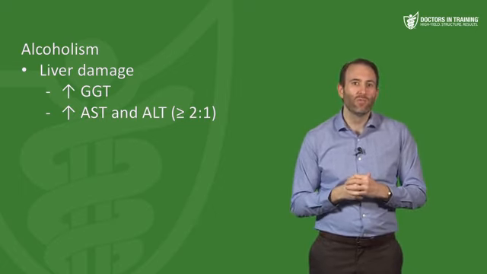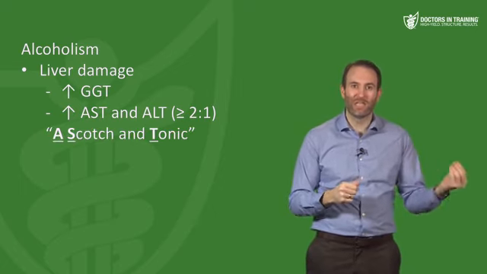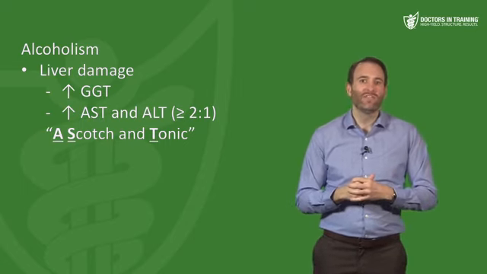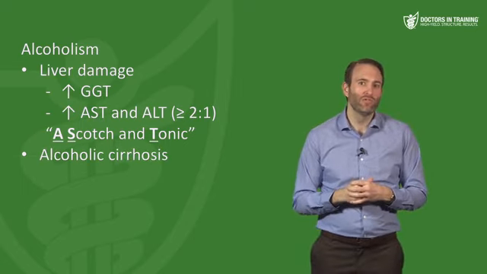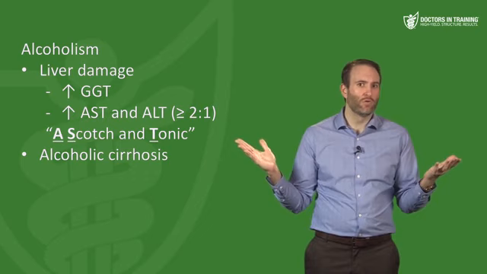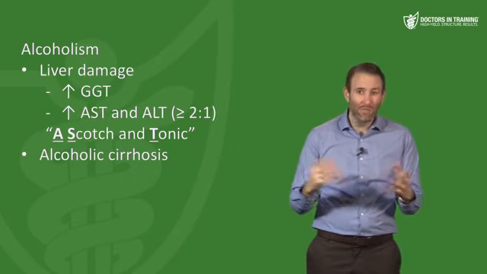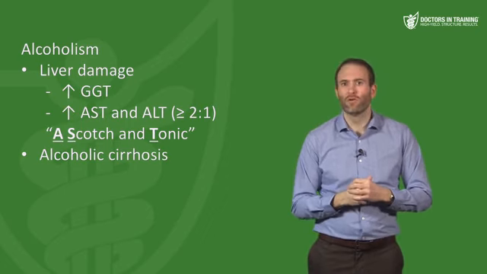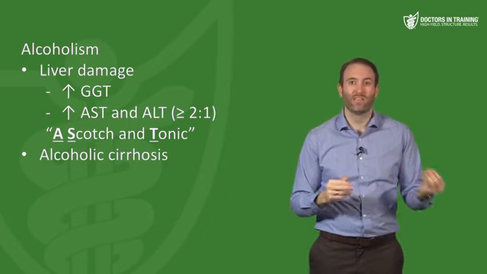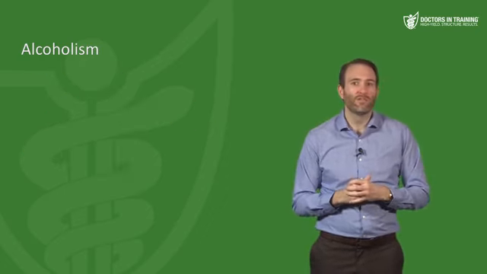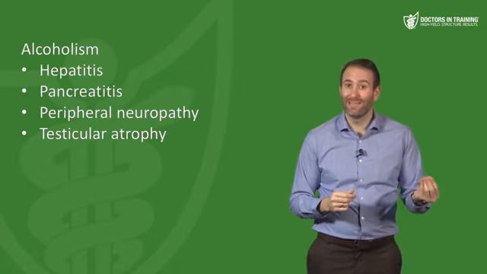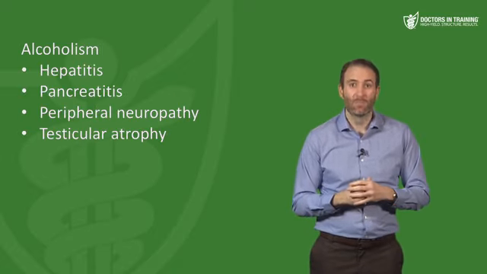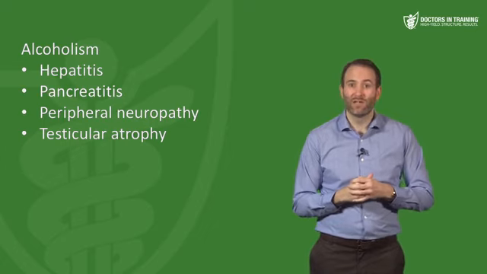And so a way you can remember that again is AST can stand for a Scotch and tonic. Now, this damage may lead to alcoholic cirrhosis. Now, will the majority of alcoholics develop cirrhosis? Well, no. Actually, about 10, maybe 20% in some studies will show that patients develop alcohol cirrhosis with that prolonged excessive use. Now, other adverse effects of long-term alcohol include things like hepatitis, pancreatitis, peripheral neuropathy, and even testicular atrophy.